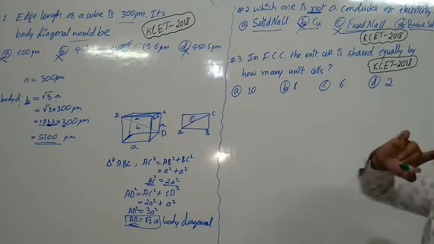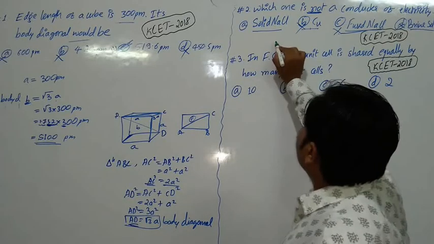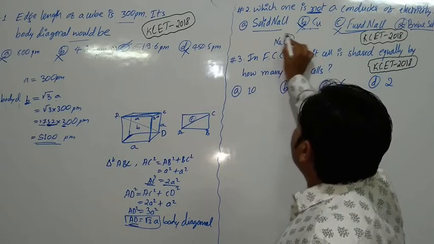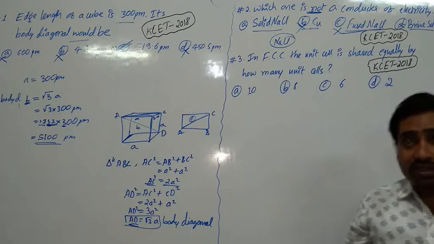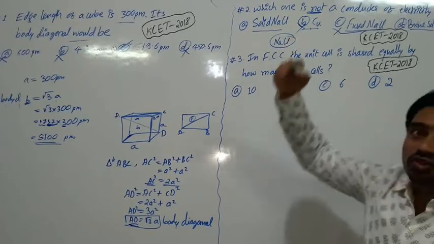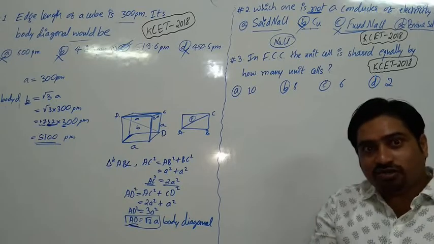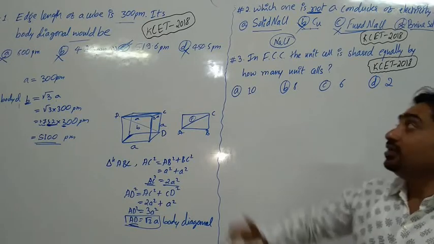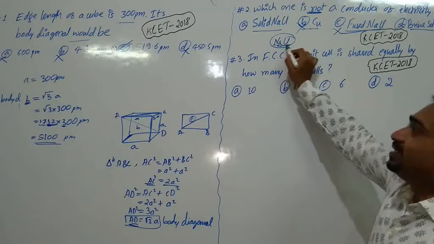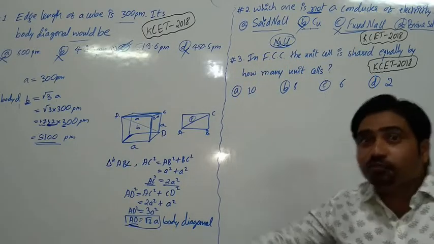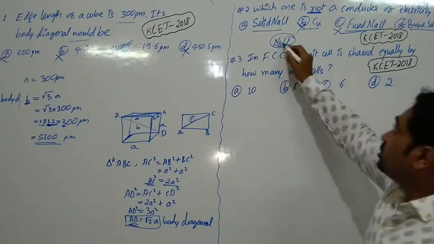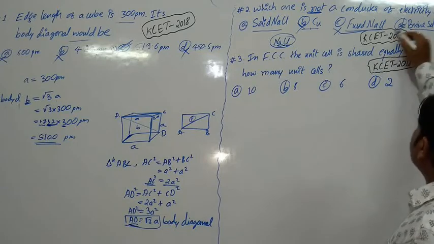Brine solution. Brine solution means what? See here, the aqueous solution of sodium chloride is called brine solution. Aqueous solution means it is dissolved in water, so it contains Na+ ions, Cl- ions and H+ and OH- ions. Due to the presence of Na+ and Cl- ions, which are free to move in the solution, this is also a good conductor. So this is also not our answer.